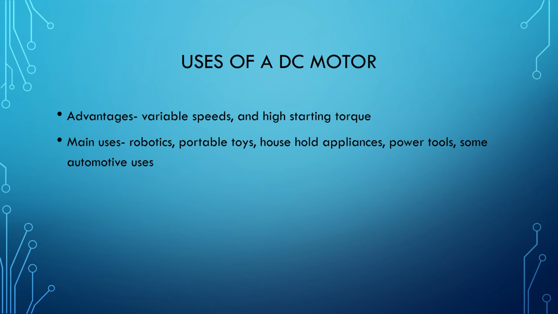Here I have listed some typical uses for DC motors. As you can see, a DC motor has two major advantages. This is variable speeds and high starting torque, which makes them useful for things such as robotics, portable toys, household appliances, power tools, and some automotive uses. There's not a great demand, however, in industries, even though some industries call for varying speeds. In these places now, however, you'll see inductive AC motors.